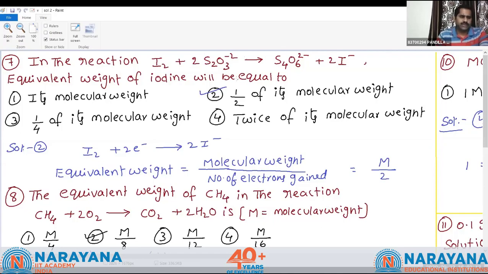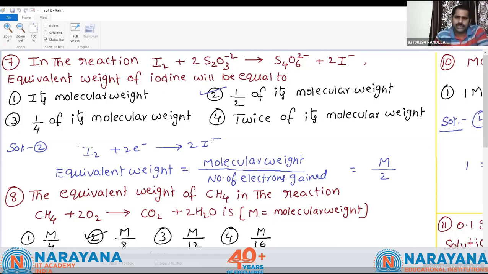So, 7th question here I'm teaching. Friends, everyone observe. In the reaction I2 + 2 S2O3^2- gives rise to S4O6^2- + 2I-. He is asking a question: equivalent weight of iodine. Here is the answer. Please observe here.